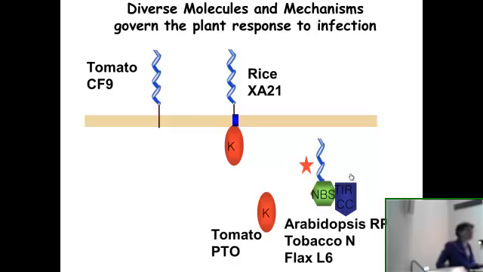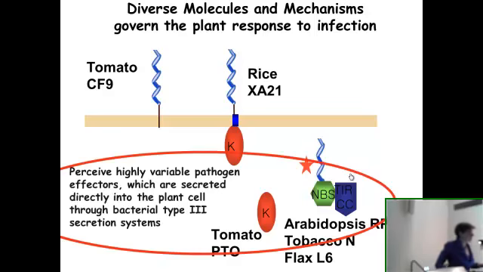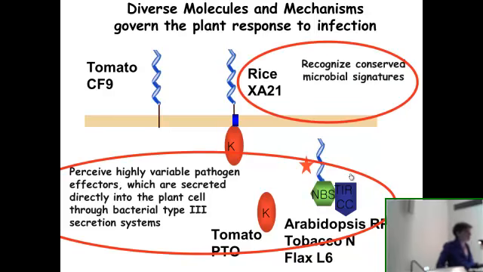And here I show some of the early sensors of microbial infection: tomato CF9, rice XA21, tomato PTO, and a whole class of very large intracellular sensors called NBS-LRR proteins. Now, these intracellular receptors perceive very highly variable pathogen effectors, and these effectors are secreted directly into the cell via bacterial type 3 secretion systems. This is a very important area of research, but I won't talk about it today. I'll be talking about the class of receptors that recognize conserved microbial signatures.